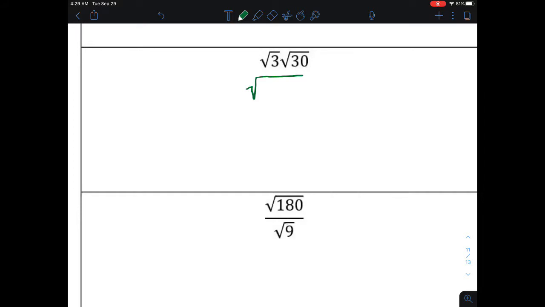So the square root of 3 times the square root of 30 is the same thing as the square root of 3 times 30, which is going to be the square root of 90. Now, I don't celebrate and think I'm finished because I want to simplify that radical. 90 is the same thing as 9 times 10. So I'm going to simplify the square root of 90 to being the square root of 9 times the square root of 10. The square root of 9 is 3, so I have 3 times the square root of 10.